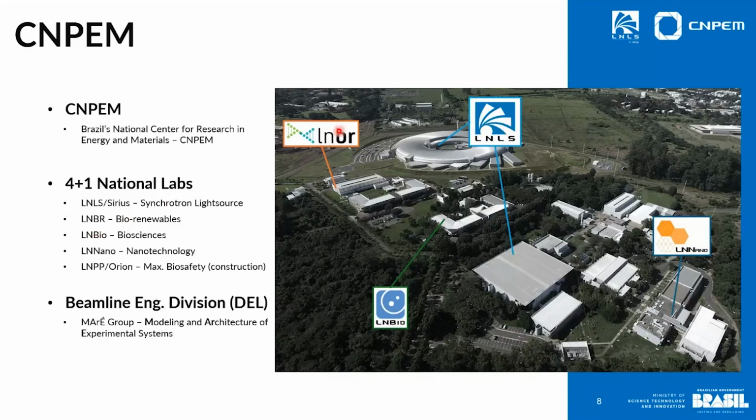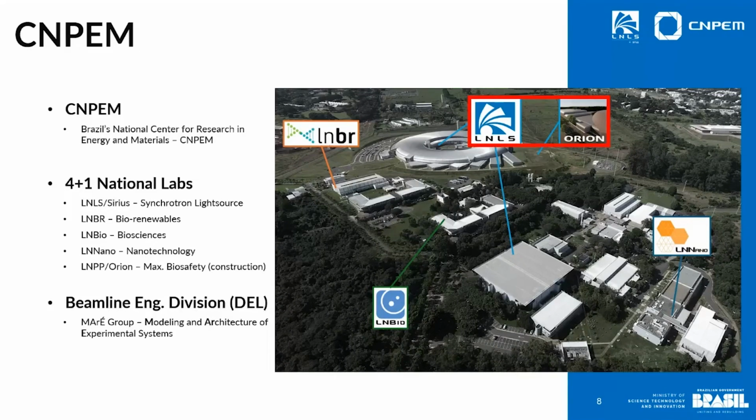The NLS. The other 3 are LNBR, which researches biorenewables, LNBio, which researches biosciences, and LNNano for nanotechnology, and we are now building a 5th one that is meant to do research in pathogens to respond better to pandemics like COVID. And it will be a maximum biosafety lab that is attached to the synchrotron light source. So in this sense, we are working for both these labs, LNLS and Orion.